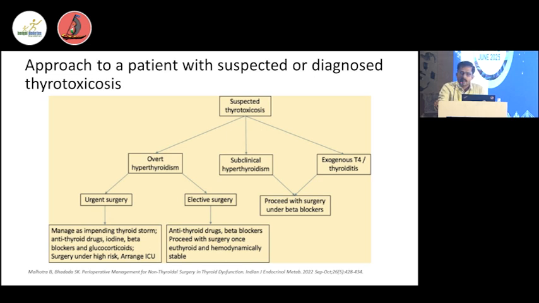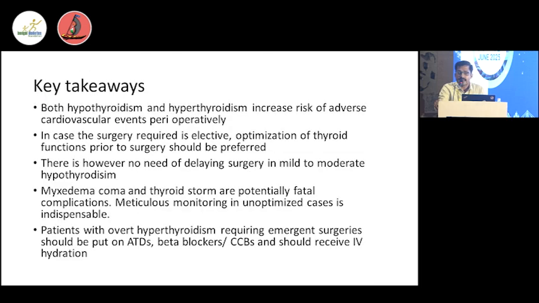Myxedema coma and thyroid storm are potentially fatal complications, and meticulous monitoring in unoptimized cases is indispensable. Patients with overt hyperthyroidism requiring urgent surgery should be treated with multi-modalities including antithyroid drugs, beta blockers or calcium channel blockers, and should receive intravenous fluid for hemodynamic stability.